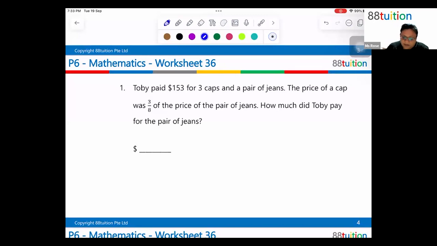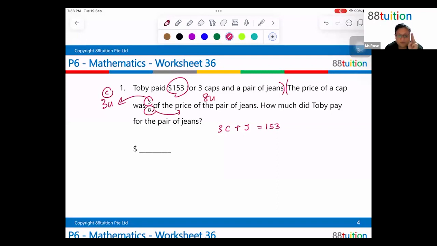Toby paid $153 for 3 caps and a pair of jeans. Now, from here, this is the only information we have. 3 caps plus jeans is equal to $153. We don't have any other information. Now, we know that the price of the cap was 3 units and 8 units for the price of a pair of jeans.